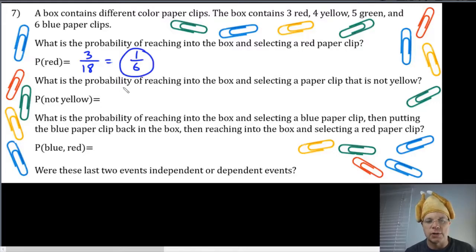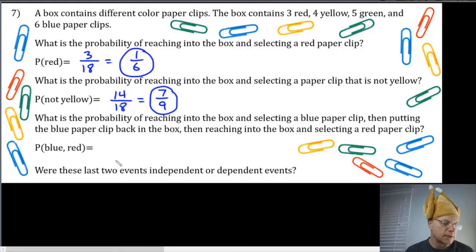The next part of the question asks, what is the probability of reaching into the box and selecting a paper clip that is not yellow? We know the total number of possible outcomes is 18. There are 18 paper clips in the box. We could add up all the ones that are not yellow, but just as easy would be to see that there are 4 yellow. So that must be 18 minus 4, or 14 that are not yellow. And 14 and 18 have a common factor of 2. So if I divide both numerator and denominator by 2, I get 7/9 as the probability of reaching in and selecting a paper clip that is not yellow.